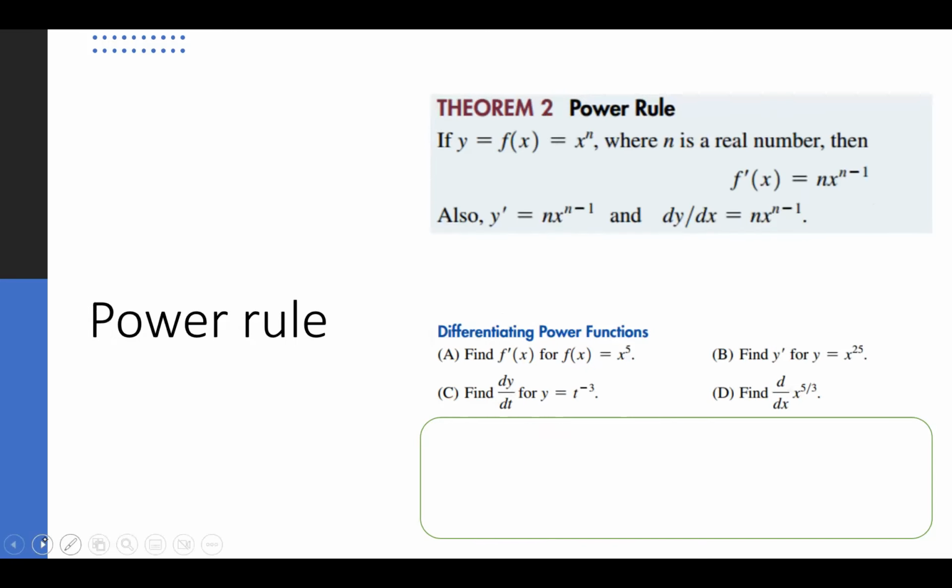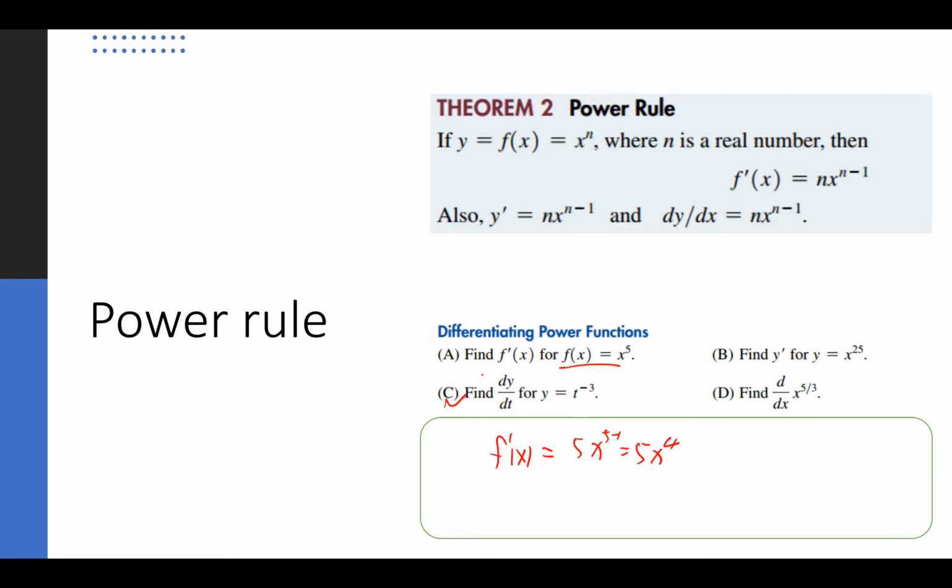Secondly, the power rule. If we look at this one, this is saying that f of x equals x to the power of 5. Then in this case, what we can do is plug in the formula, and f prime of x becomes 5 times x to the power of 5 minus 1, which becomes 5x^4. Right, so this is the first one.